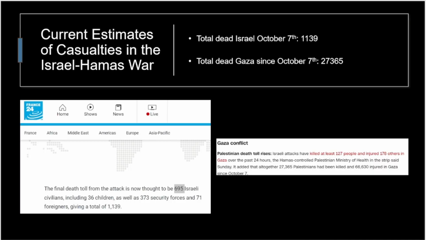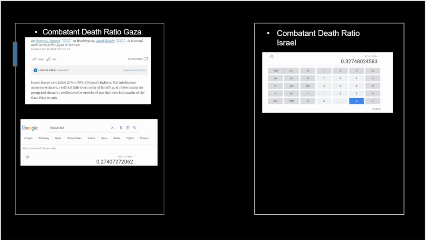We start by examining the current casualty figures from both sides of the conflict. It's reported that on October 7th, during a Hamas attack, 1,139 people were killed in Israel. CNN reports that as of the time of this recording, 27,365 Gazans have died during the Israeli operations in Gaza. Let's break down these numbers further and understand their significance.